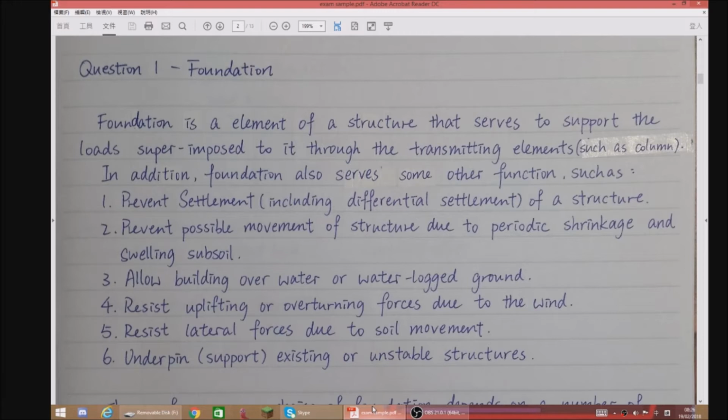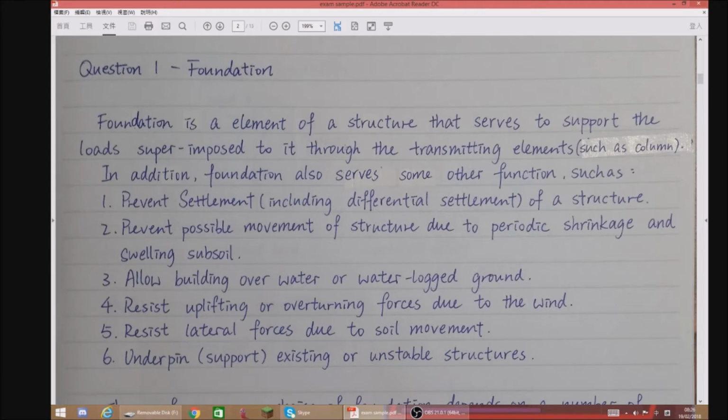Therefore, before you start, you need to have a clear introduction. Something like this: you need to talk about what the foundation is. I think after that you need to understand what the functions of the foundations are.